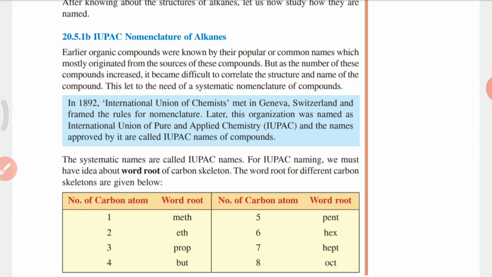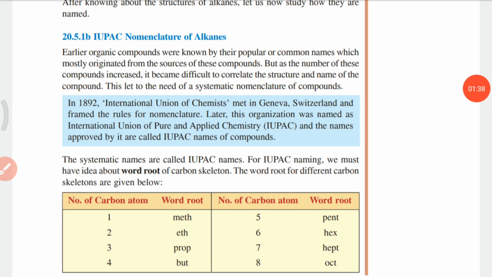In 1892, the International Union of Chemists met in Geneva and formed some rules and regulations to give names to carbon compounds. Later, it was renamed the International Union of Pure and Applied Chemistry, and this nomenclature, the technique of the rules of giving names to carbon compounds, is known as IUPAC nomenclature. Today we are going to discuss the IUPAC nomenclature of alkanes.